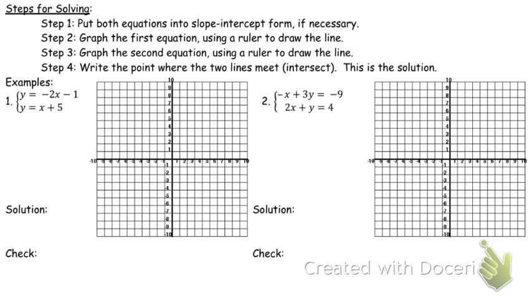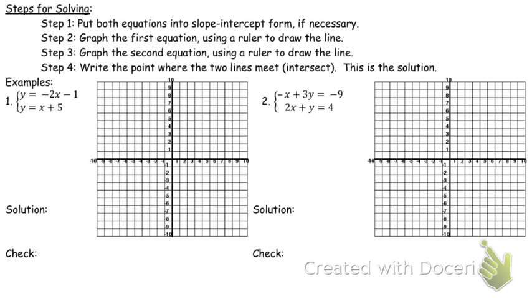So we have some steps for solving these. We're first going to put both equations in slope-intercept form if necessary. Now, if we look here on number 1, we see this little brace thing. This brace just tells us that these two equations are in a system. It just says, hey, these two go together. That's all it's saying. Does that make sense?